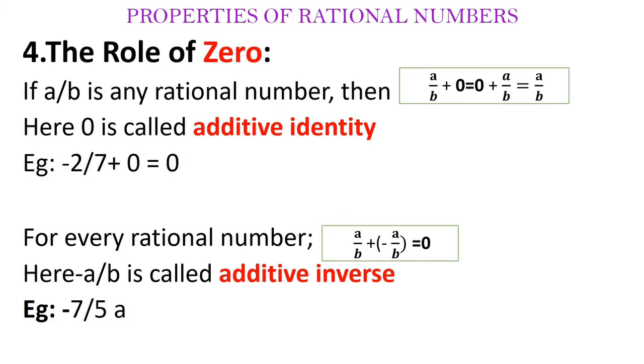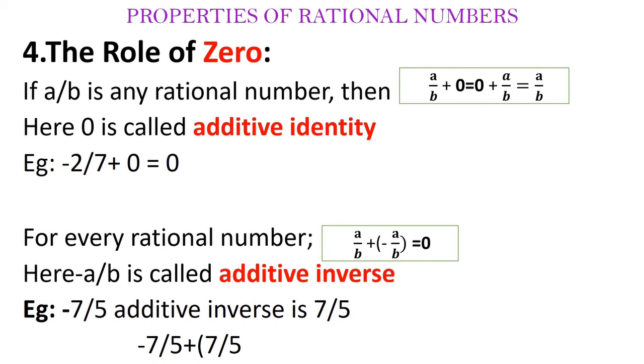Example, the additive inverse of minus 7/5 is 7/5. How is it possible? Here minus 7/5 is a negative rational number. When we add to it the same rational number in a positive way, we get 0. That is, minus 7/5 plus positive 7/5 is equal to 0.